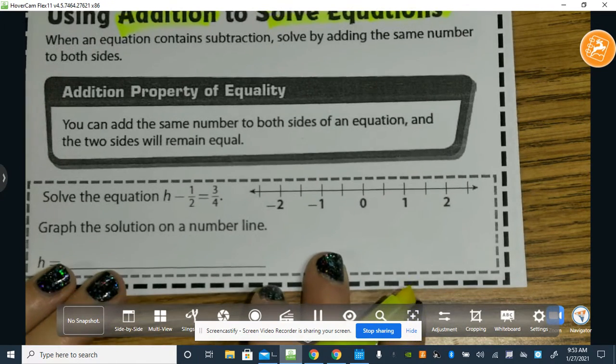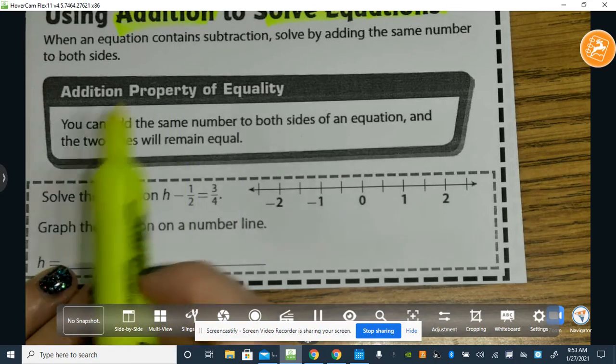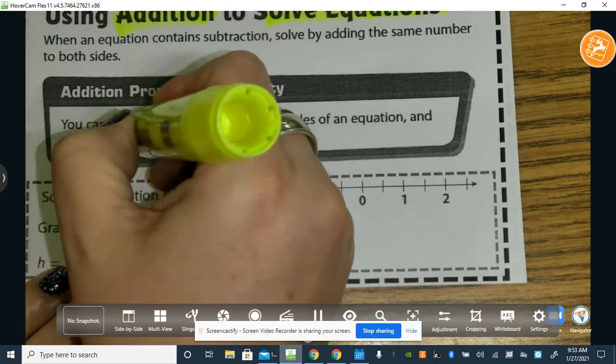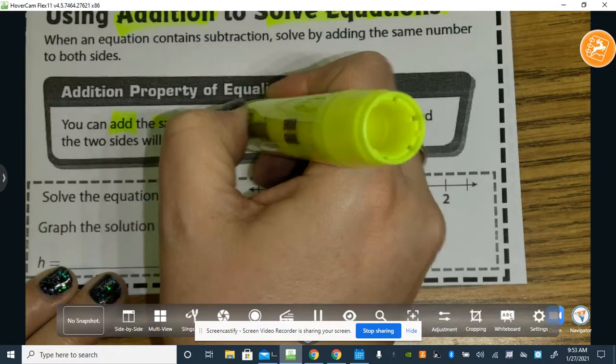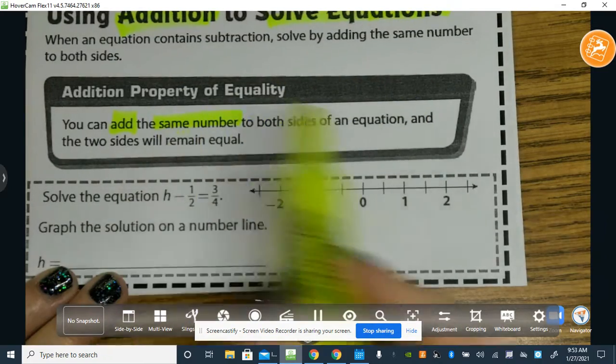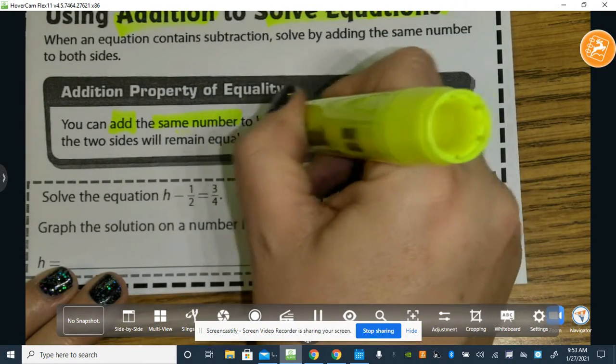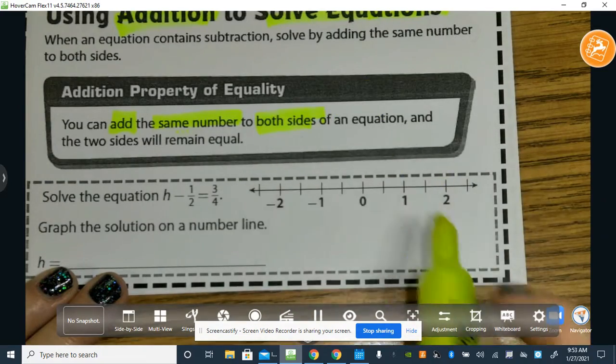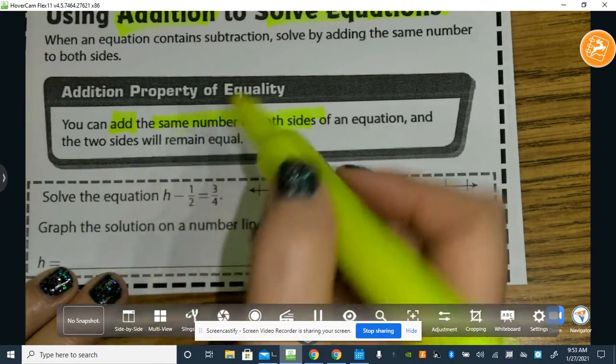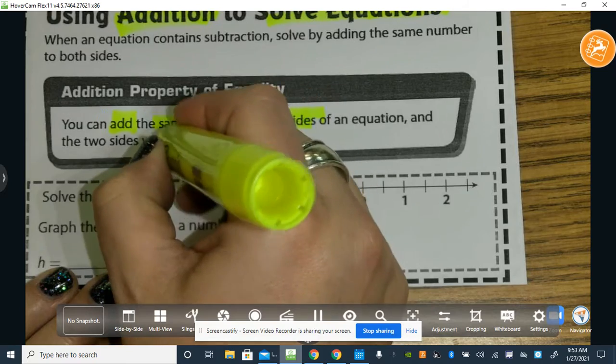So I have to add the same amount to the other side to keep it in balance. The key thing here is the addition property of equality. You can add the same number. Key thing, guys, same number to both sides. You can't just do it to one. You have to do it to both sides of an equation, and the two sides will remain equal.